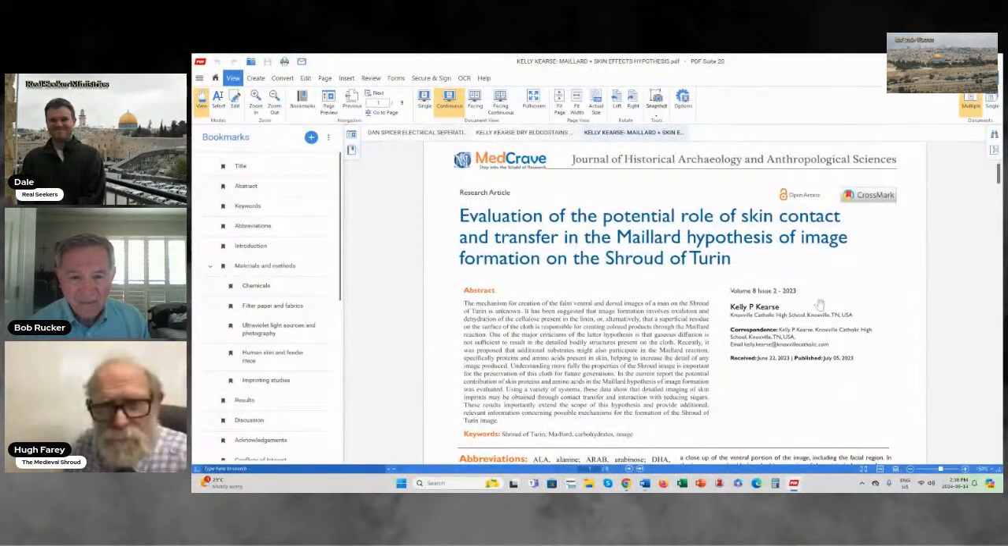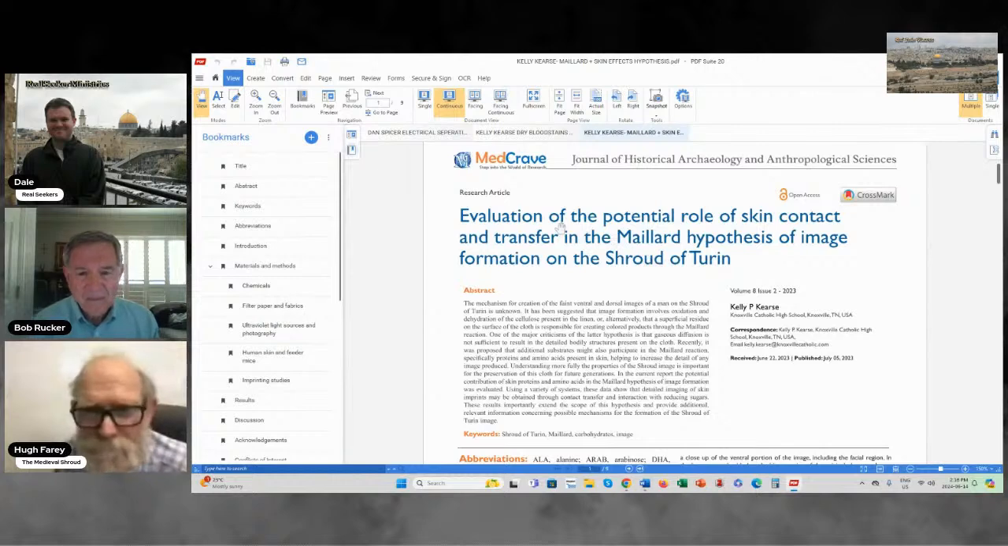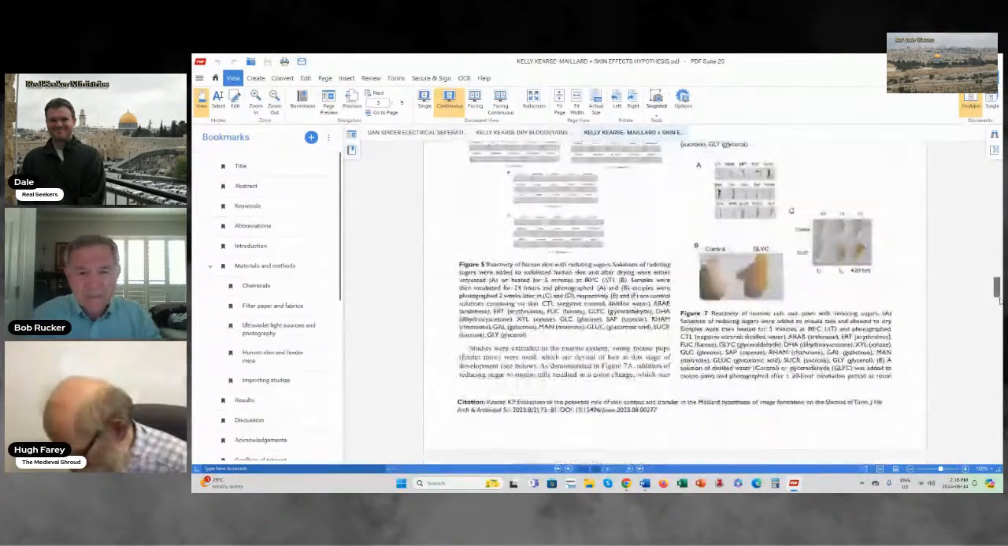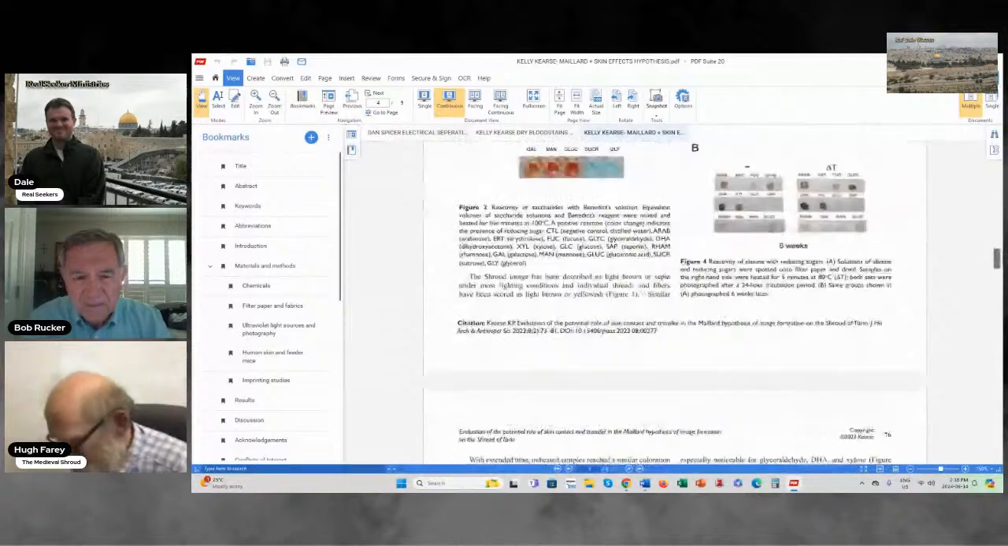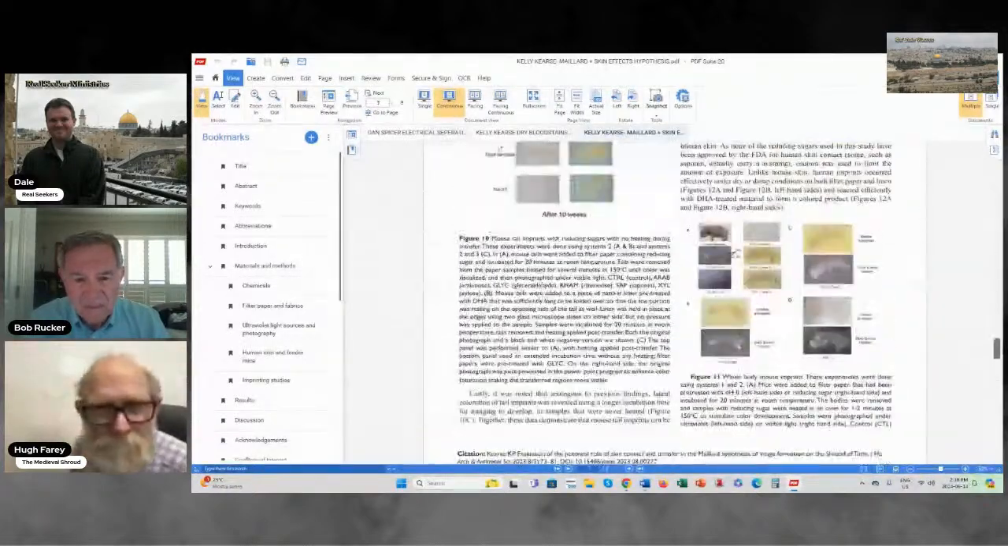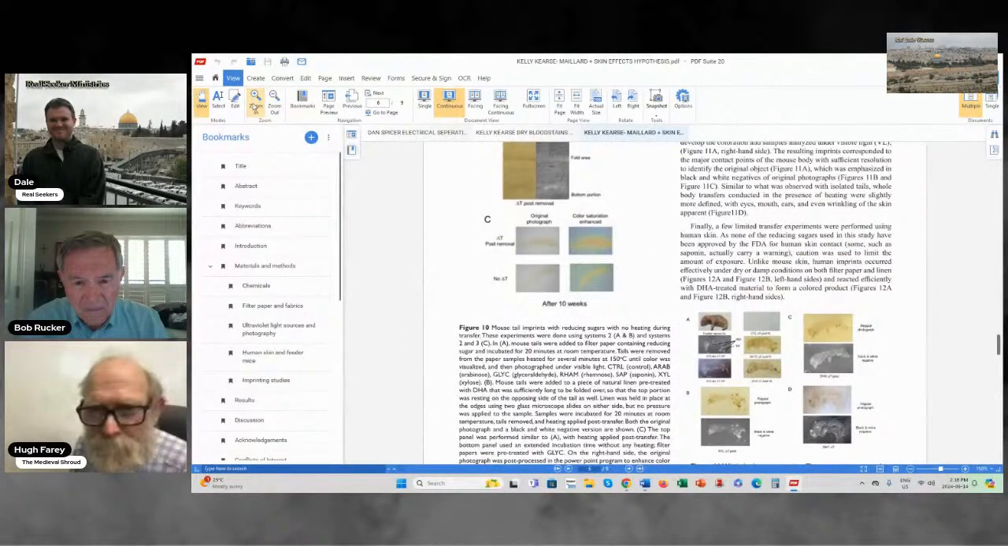Fair enough. Okay, so my last question before we move on to the next feature, this one's for Bob. So this is the paper by Kelly Kearse, where he's adding on to the Maillard hypothesis and saying that the role of skin contact can help with this high resolution issue. And he did experiments on rats. Let me just bring up his results. Okay, there it is. Sorry, and I'll zoom in.